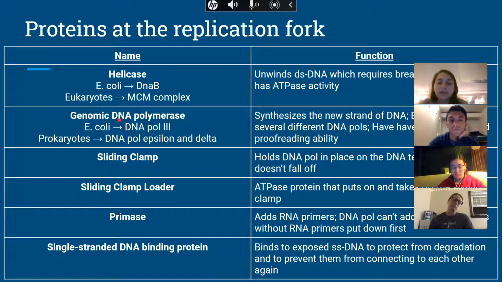Then you have your DNA polymerase. The technical name is genomic DNA polymerase. In E. coli, it's DNA polymerase 3, and in eukaryotes, it's DNA polymerase epsilon and delta. They all do the same thing: they synthesize the new strand of DNA in the 5' to 3' direction.